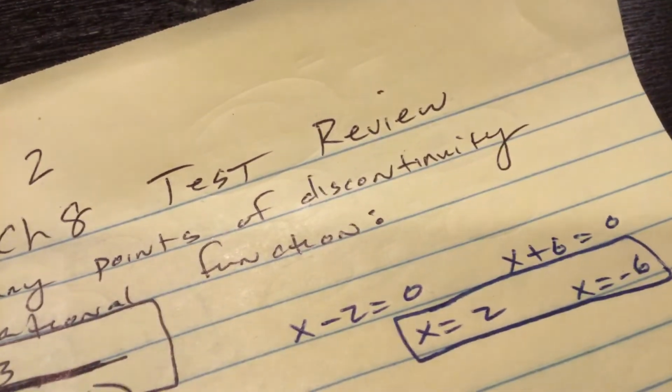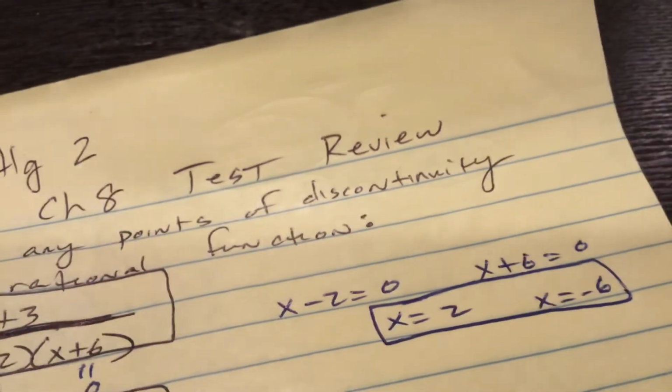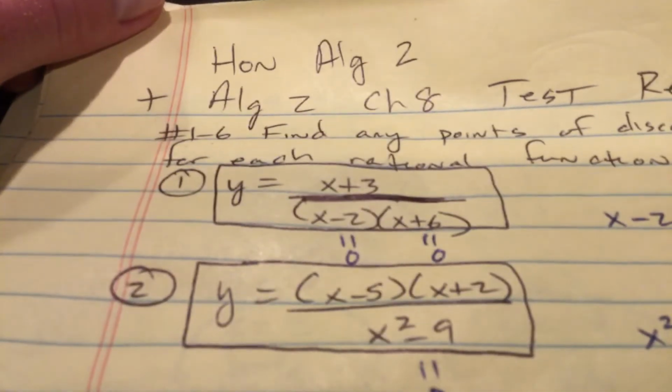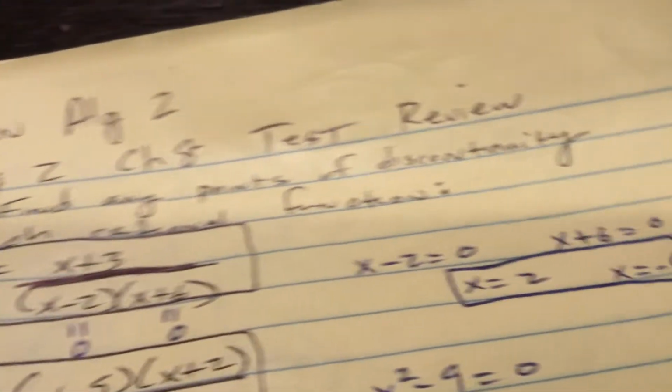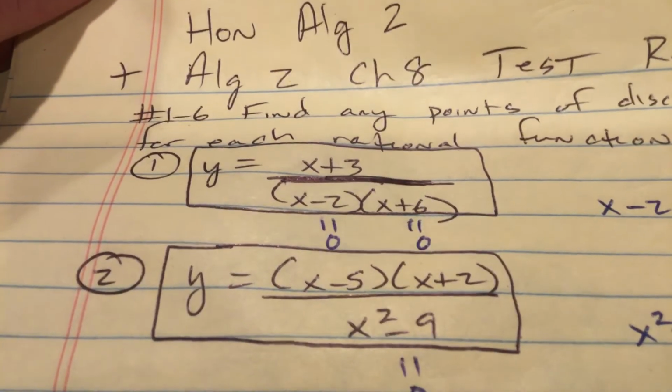Folks, write down numbers 1 through 6. Find any points of discontinuity for each rational function. Pause it whenever you need to. All right, so here's number 1. That's the rational function right there.